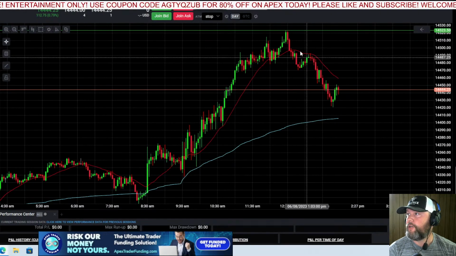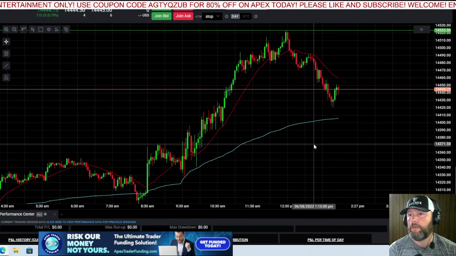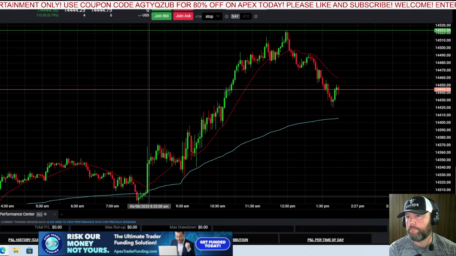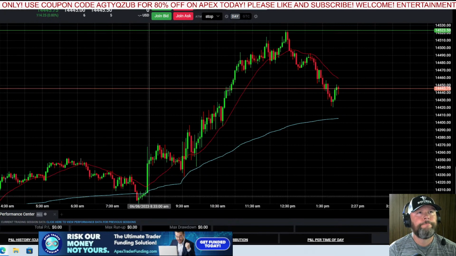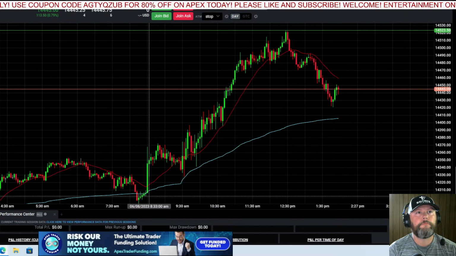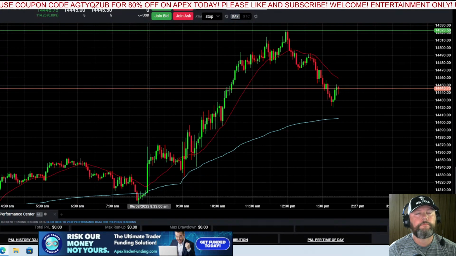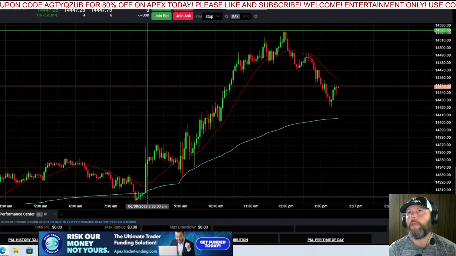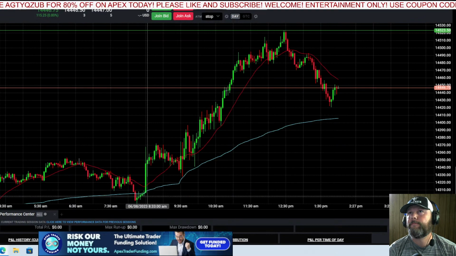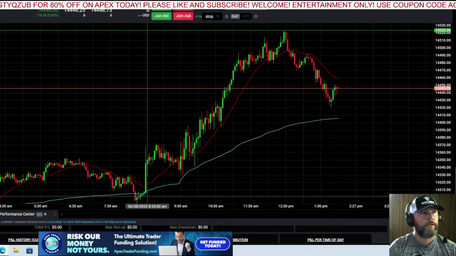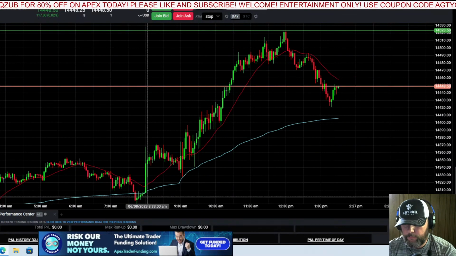It kind of traded down into this range between the 20 and the VWAP. Might be fairly aggressive this afternoon with this new account. We shall see.